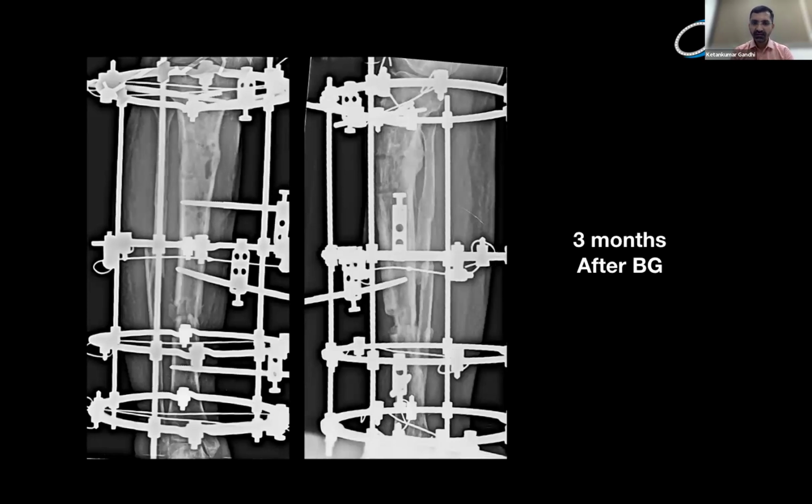The sinuses had all completely healed. I mean, the wound had completely healed. There was no infection. But he had one bleb, which burst out and formed a sinus at the proximal corticotomy site. And you can see a cavity developing there in the proximal corticotomy site.